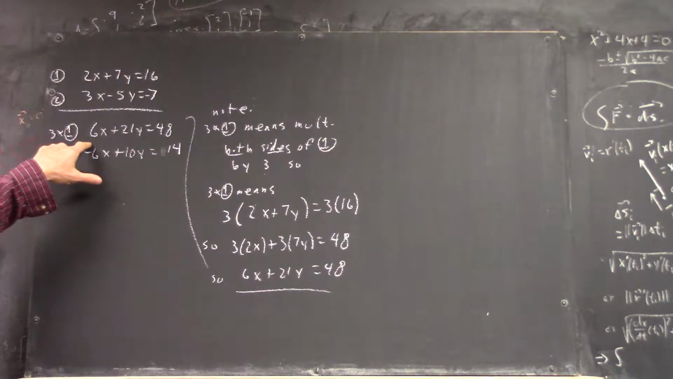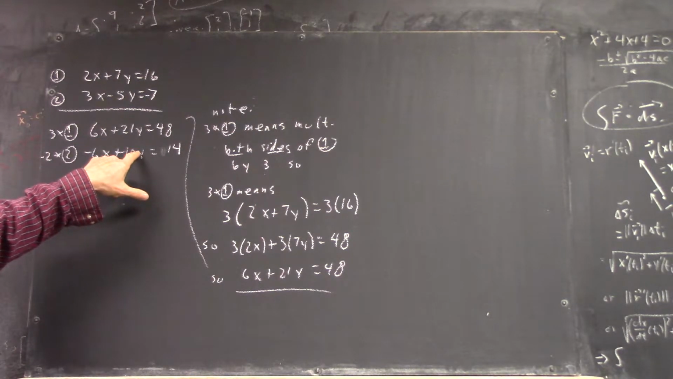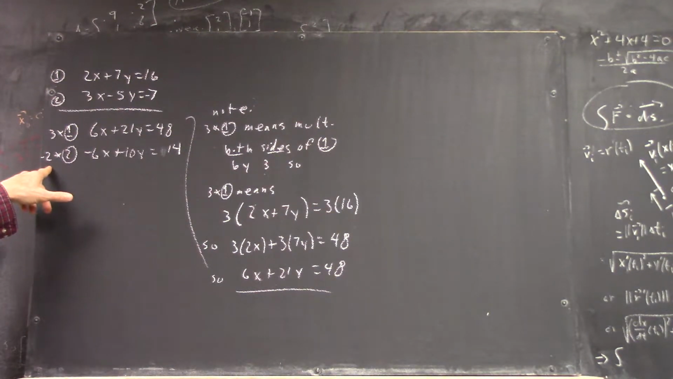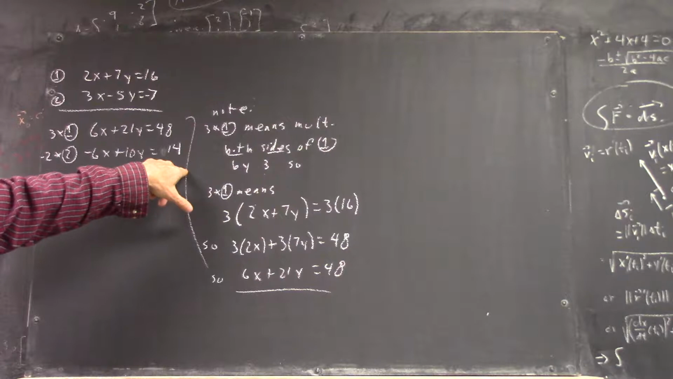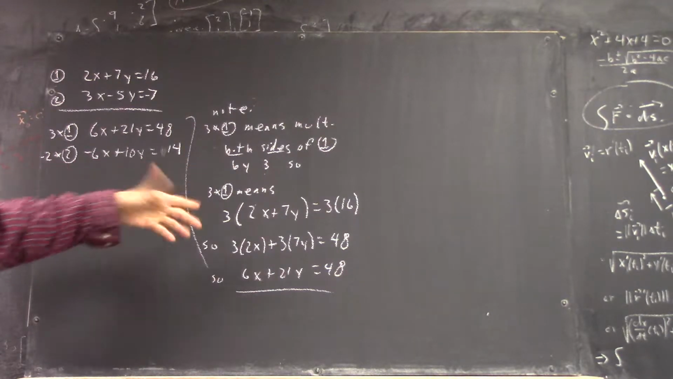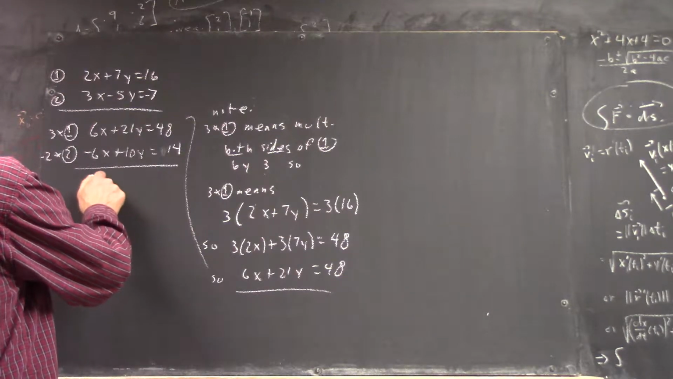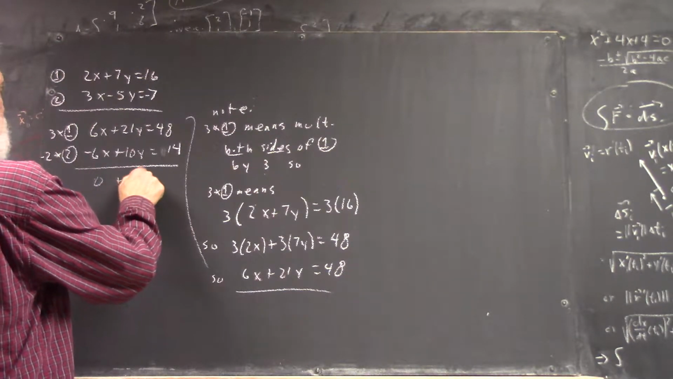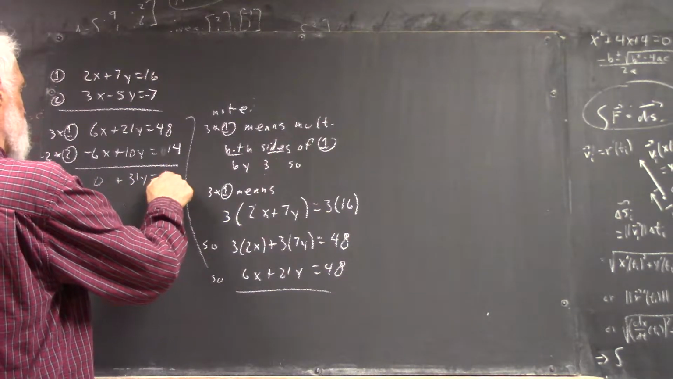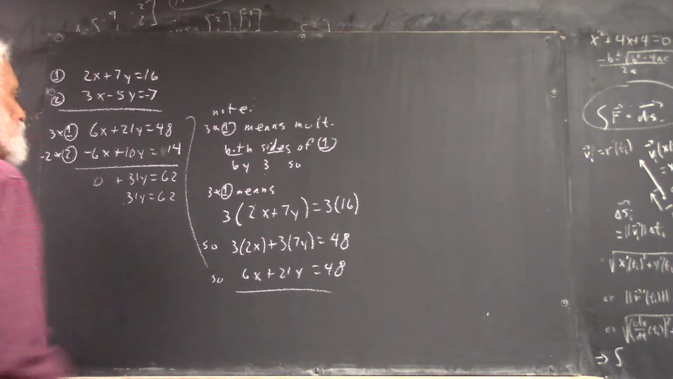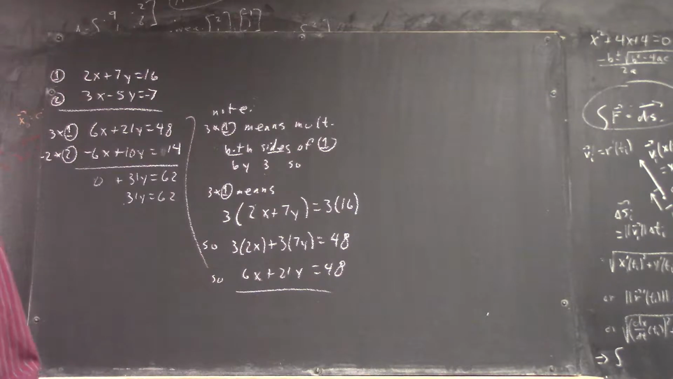Okay, so that gives us the equation I've written down here. That's what we get when we multiply the first equation by 3. Now if we do the same thing to the second equation, multiplying both sides by -2, it's very easy to verify that this is what we get. So now when we add the equations, we get a 0 here, plus 31y equals 62, which is just 31y equals 62. Now we've got to know what operation to apply to both sides to solve for y.